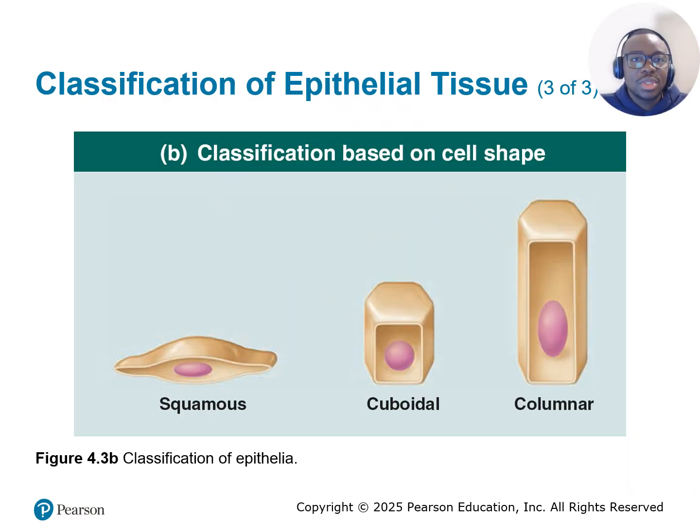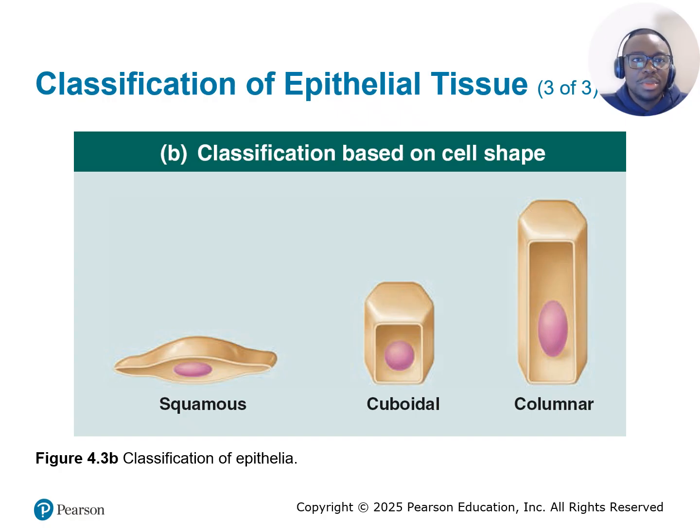This figure shows classification of epithelial tissue based on the shape of the cells. In this classification system, there are three types of epithelia: squamous, cuboidal, and columnar epithelia. Note that the shape of the cells influences the shape of the nucleus.